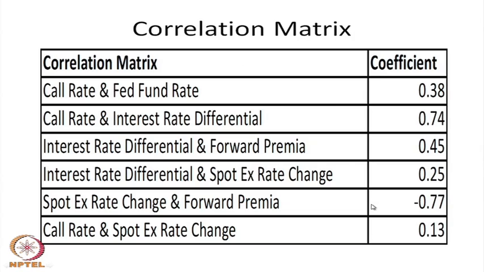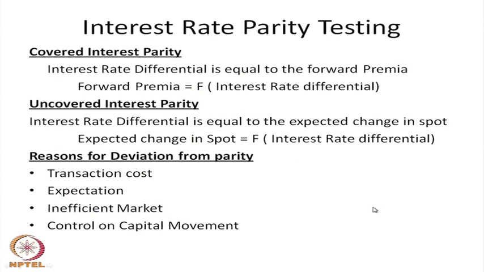After going through this, let us go to the interest rate parity hypothesis in case of India and US, and whether the interest rate parity gives some kind of information about the interaction of money market and foreign exchange market. Here I have tested the covered interest parity and uncovered interest parity and tried to find the deviation of this parity. Where does the deviation occur? The deviation may be because of high transaction cost, expectation of the participants, an inefficient market, or control on capital movement.